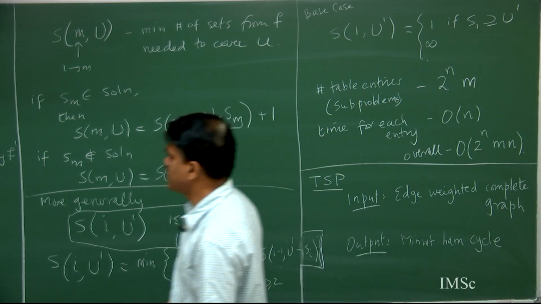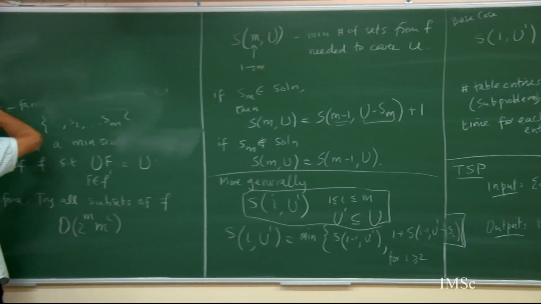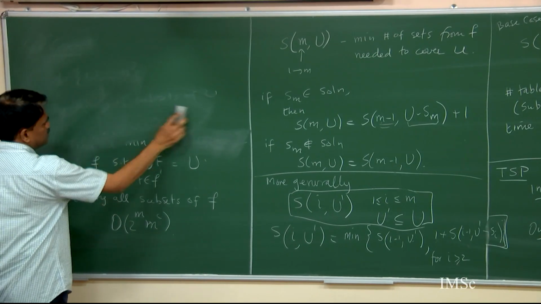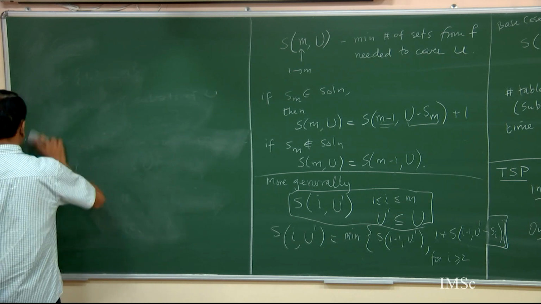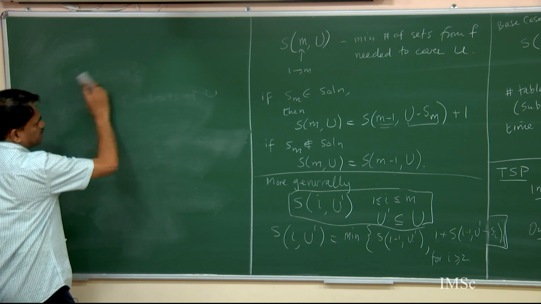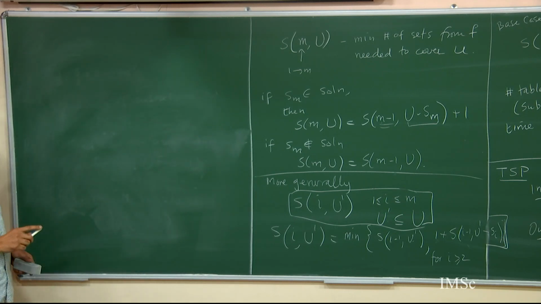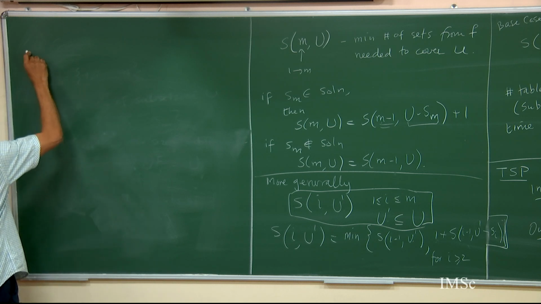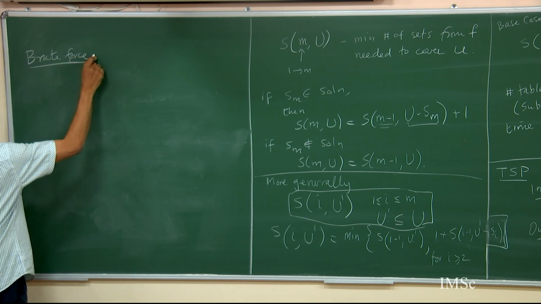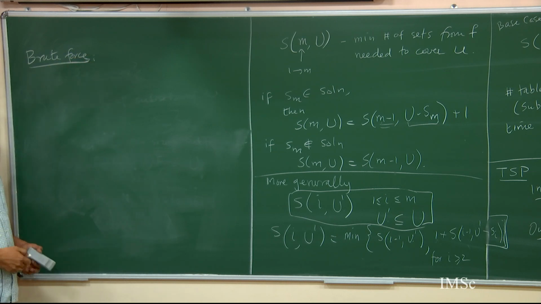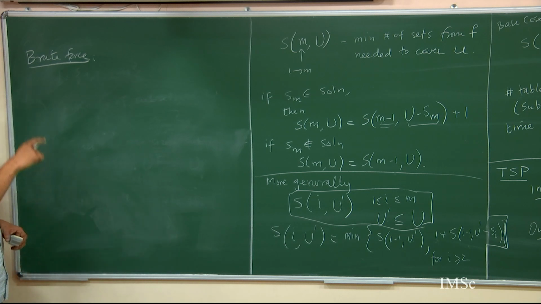Again, an NP-hard problem. For the most general version, you don't expect a polynomial time algorithm. What is a brute force exponential algorithm? N factorial, right? Try all possible permutations of 1 to n, more like n minus 1 factorial, because it's a cycle.